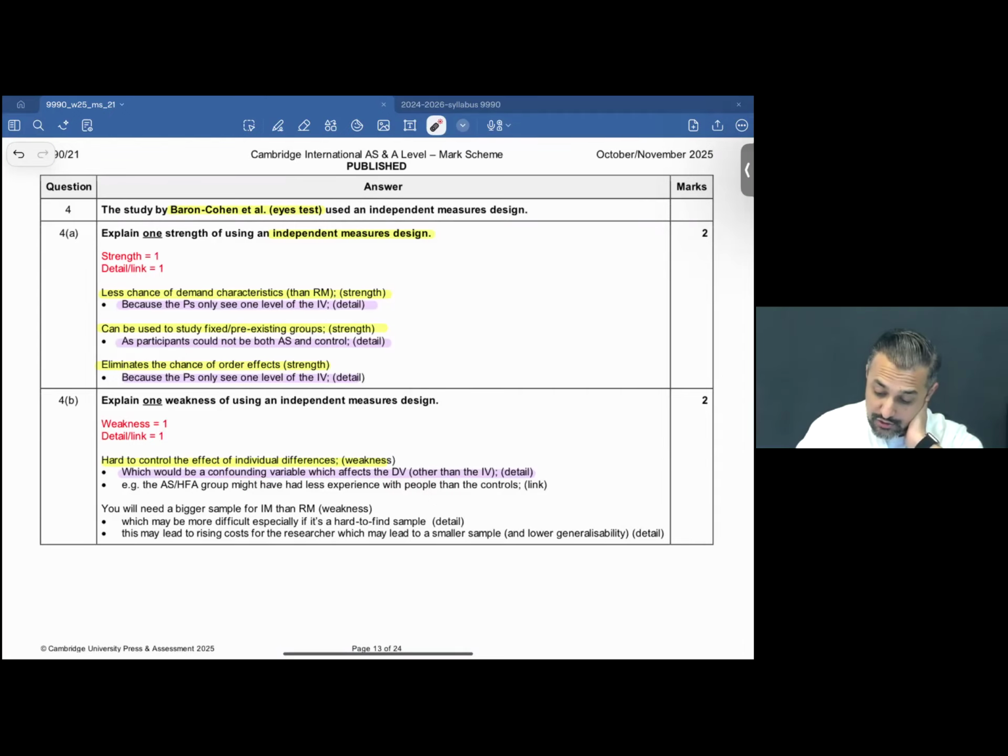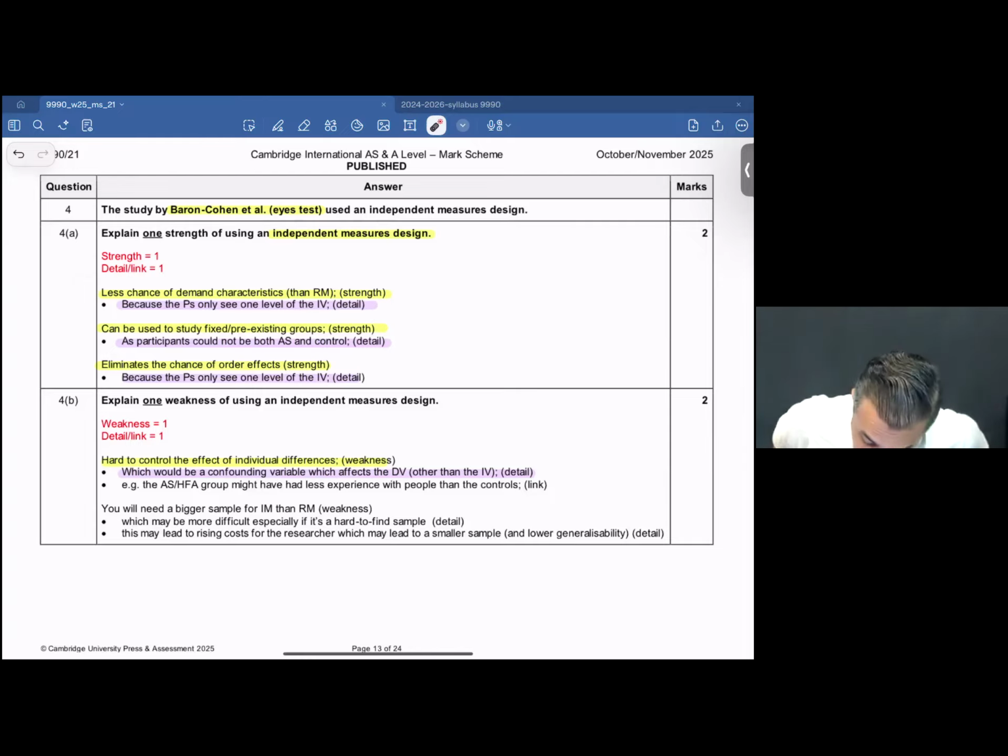Understand this. The command word over here was explain, and this is a 2-mark question. I'm talking about question 4B over here. You get the first mark for identifying that weakness, and you get the second mark for either providing detail or linking. They both work. So you'd see this over here, and you'd see this over here as well.